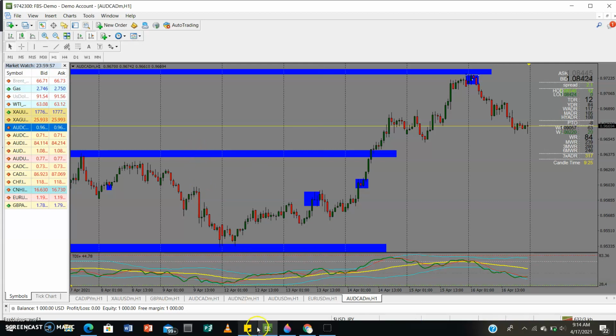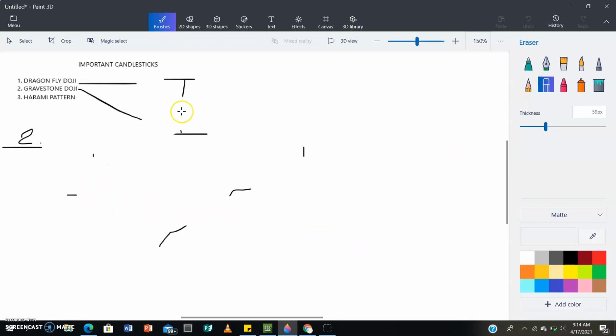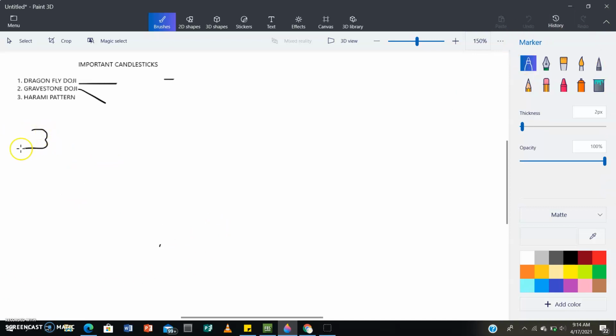Okay, that's all for the gravestone. You can also research on your own and see what happens with it. And then lastly, we're going to talk about the harami pattern, right? Harami means pregnant in Japanese. Remember, these candlesticks are called the Japanese candlesticks, and harami means pregnant in Japanese. So basically, we're looking for a candlestick structure like this. We're looking for something that looks pregnant, basically.